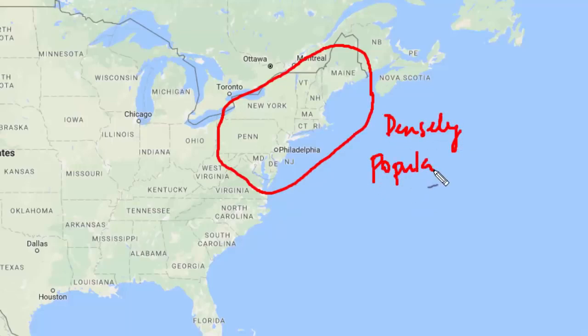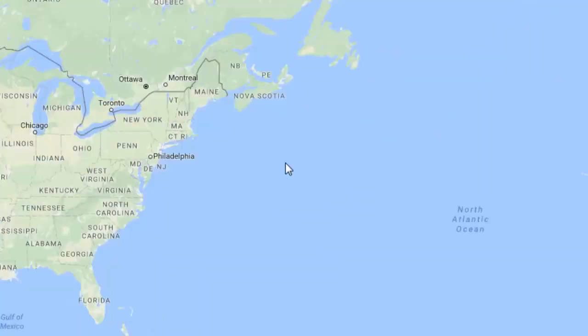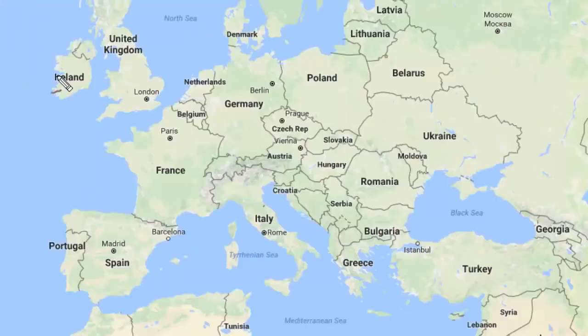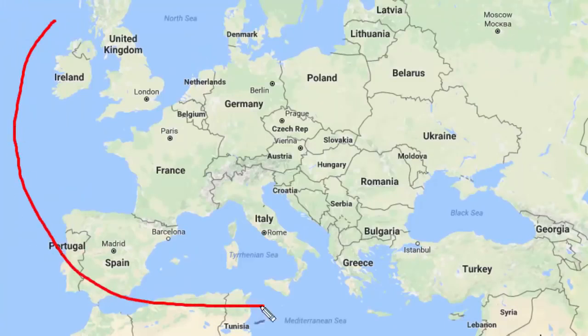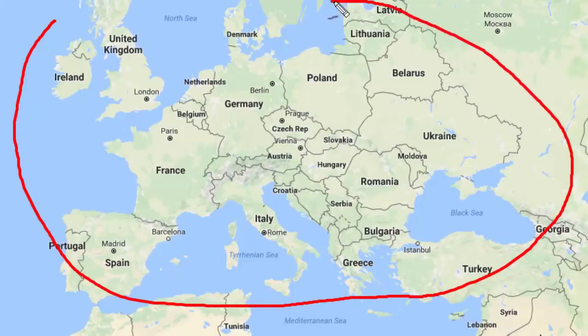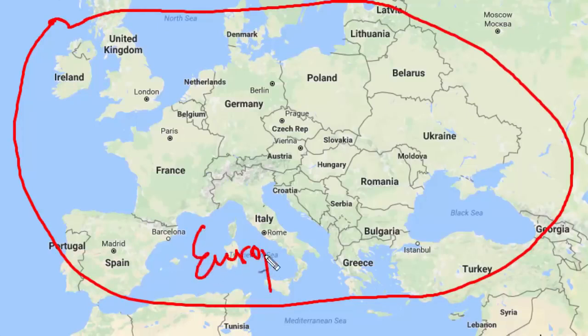All these places are densely populated regions of US. And then going to the northwestern part of Europe, that is countries like Ireland, the United Kingdom, Belgium, the Netherlands, North Germany, Denmark, Norway, Sweden, Iceland, Luxembourg, northern France, southern Germany and Switzerland. These all are densely populated places of Europe.